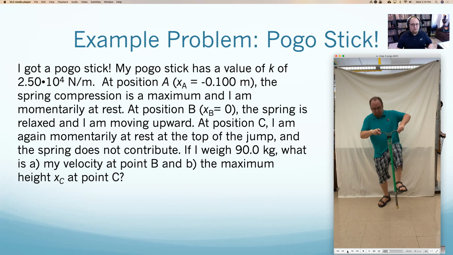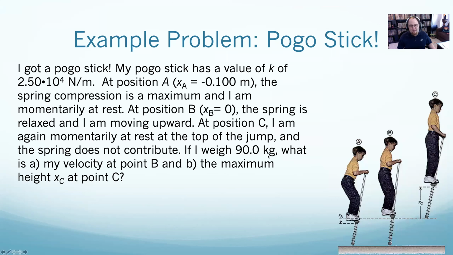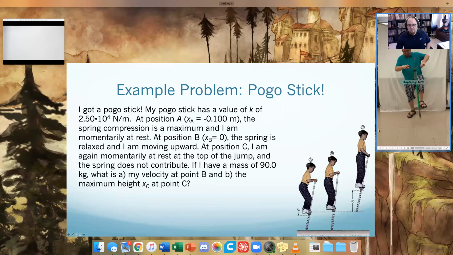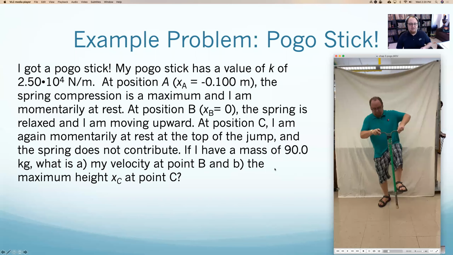Given my, it says weight, given my mass, it doesn't even say weight spelled correctly. Given my weight, that should be mass. I'll fix that in a second. You know what? I'll just fix it real fast. So if I have a mass of 90 kilograms, which is a joke, I'm much fatter than that, I can use this to find my velocity at point B and the maximum height at point C.